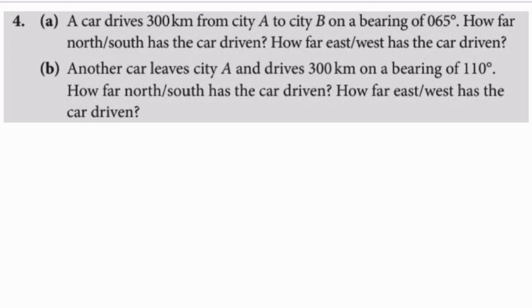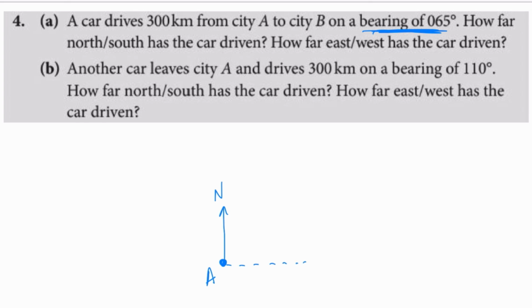A car drives 300 kilometers from city A to city B on a bearing of 65 degrees. Right here, this is the important part. So I'm going to start by drawing my north. This would be my starting position. That would be city A. And I'm traveling 65 degrees.